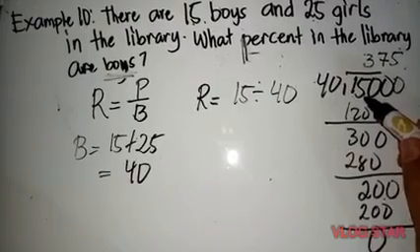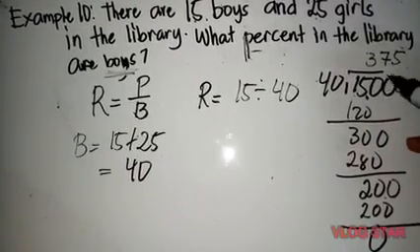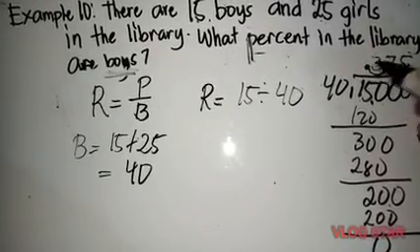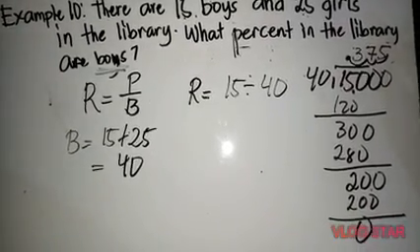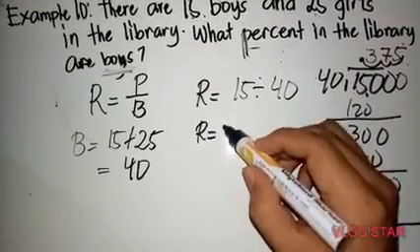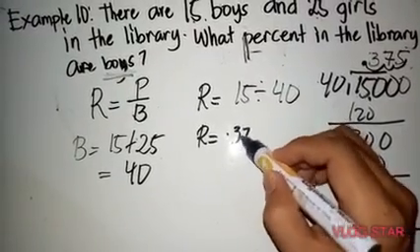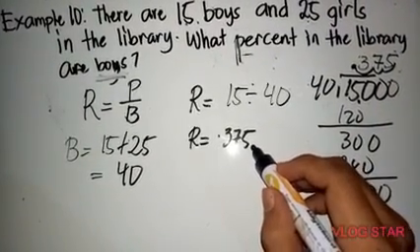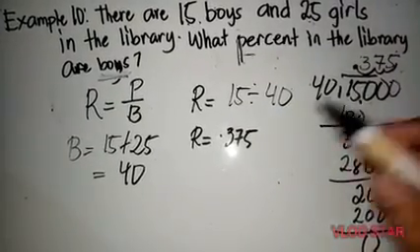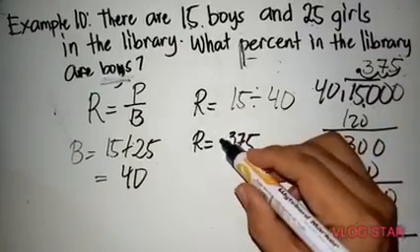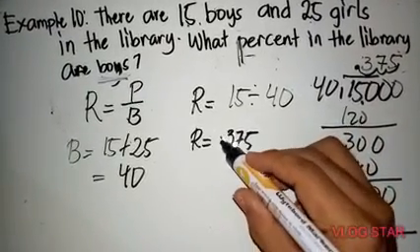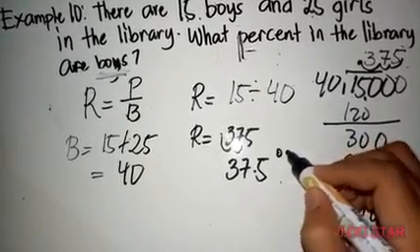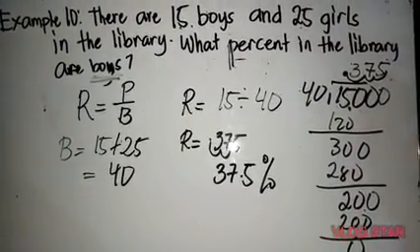Since we added 3 zeros, then 1, 2, 3. So that would be the rate. Rate is equal to 0.375. Or when you're going to write it in percent form, just move the decimal point twice, 1, 2, so 37.5%.